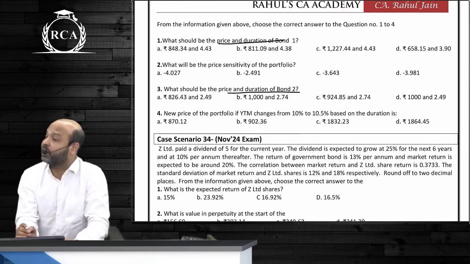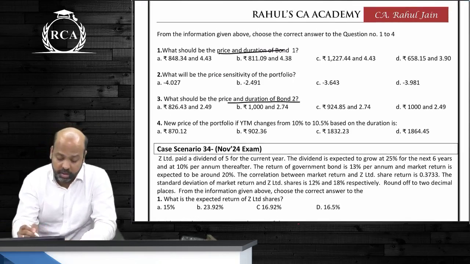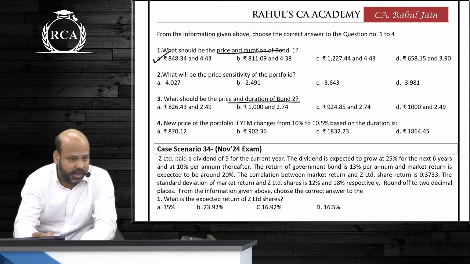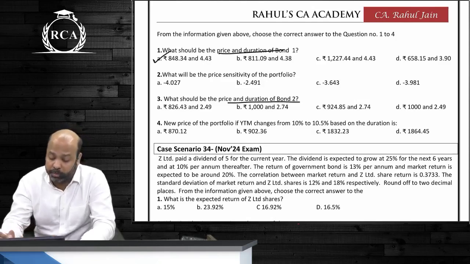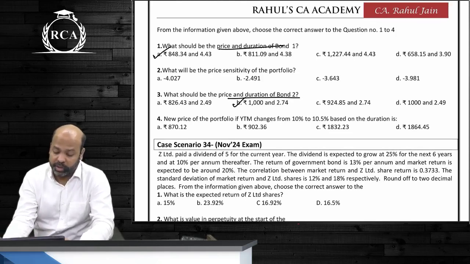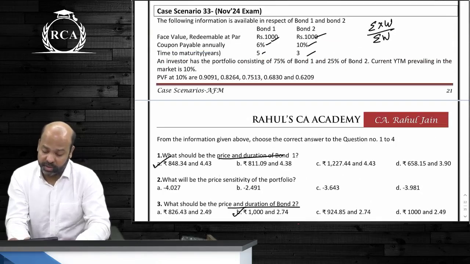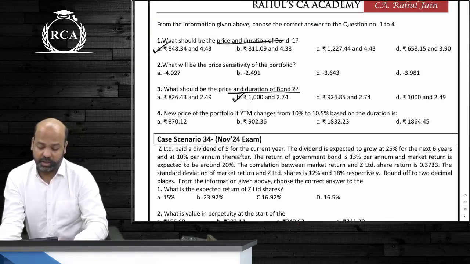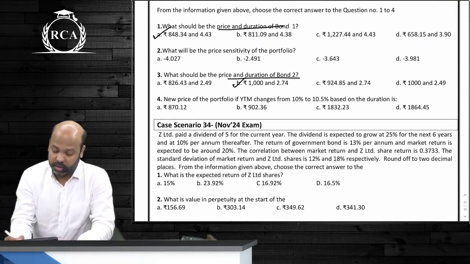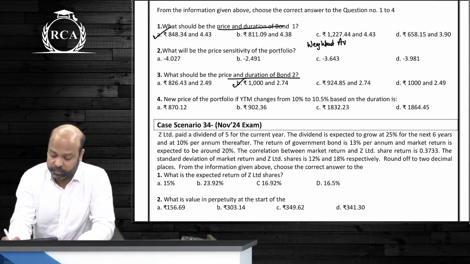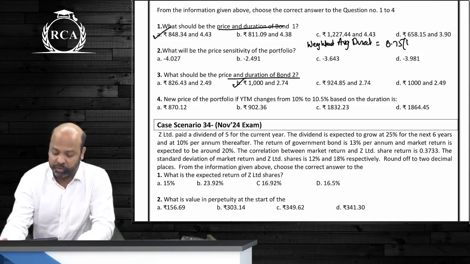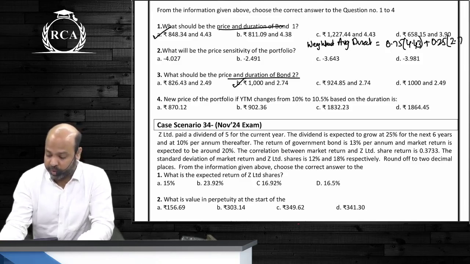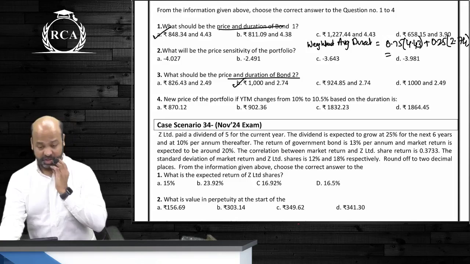Yes beta, what is the answer beta? Question number 1 is A, question number 3 is B. Now guys, can you compute what is the investment in bond 1 and bond 2? 75% and 25%. How will you compute weighted average duration? 0.75 of 4.43 plus 0.25 of 2.74. This will be weighted average duration.